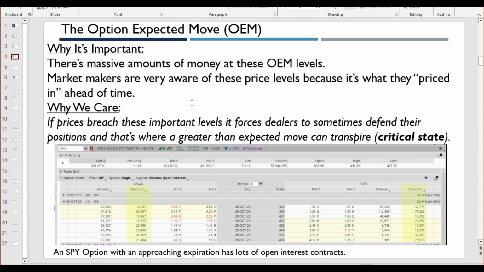The reason we care, for our trading for the Owl Group, is that if prices breach these important levels, it forces these dealers to sometimes defend their positions, and there are going to be important things at these levels. That's where a greater than expected move can transpire, which is pretty much the same thing as our critical state, right? This is another example of the SPY option: you can see lots of open interest and lots of volume at these price levels for the OEM.